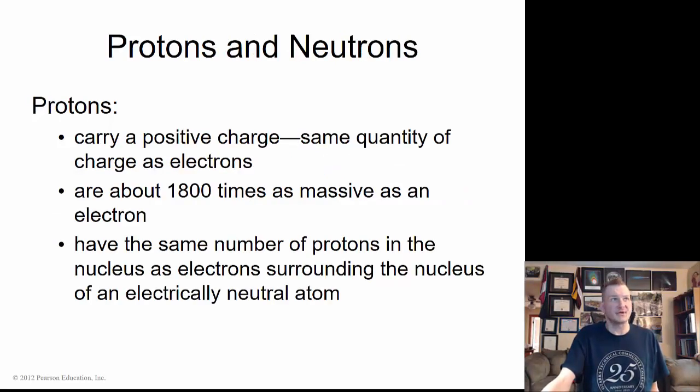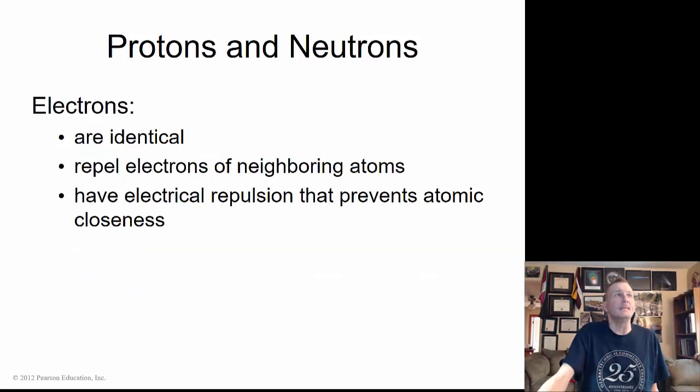We have protons and neutrons in the core. And so these protons, think of positive protons, carry a positive charge. It's the same quantity of charge as an electron, which is negative. The protons are about 1,800 times as massive as an electron, and there are the same number of protons in the nucleus as electrons surrounding the nucleus of an electrically neutral atom.